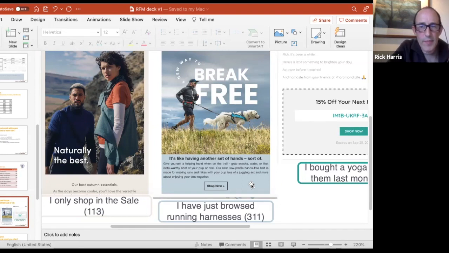So I would say, last week I looked at your running harnesses, just browsed around, didn't buy anything. This week, you sent me an email saying, we've got a fantastic running harness. Yeah, I like that. Targeted. They know that I've just looked at something, so they send me something. I didn't buy it, so this might encourage me to get over the line, because as you can see from my 311, I haven't come very often and I don't buy much. In fact, I buy nothing with them yet. So that's really nicely targeted.